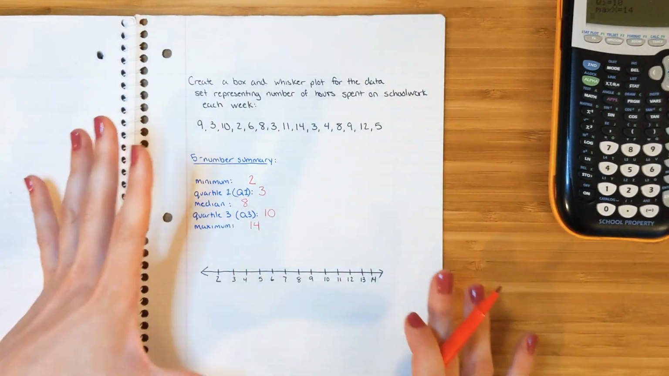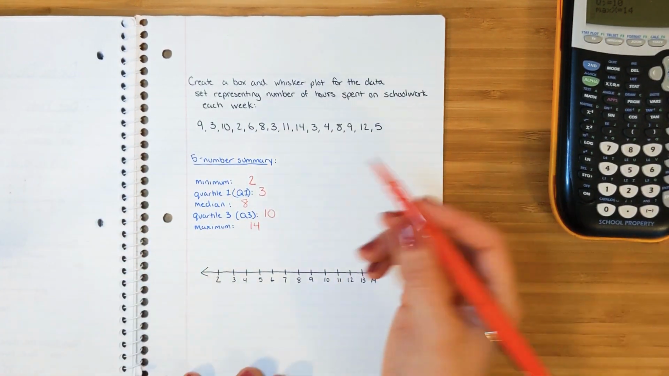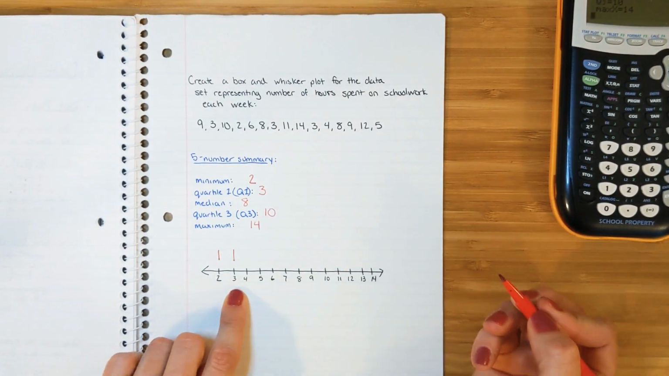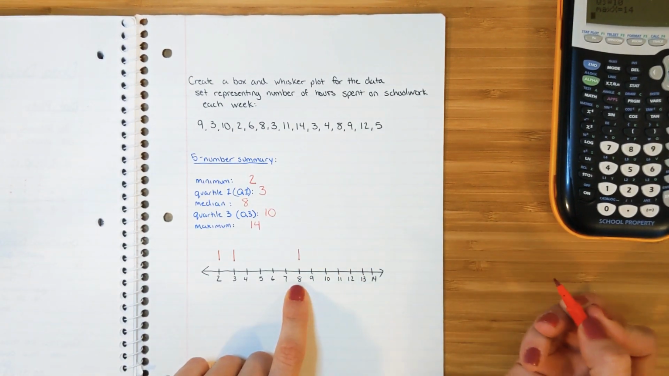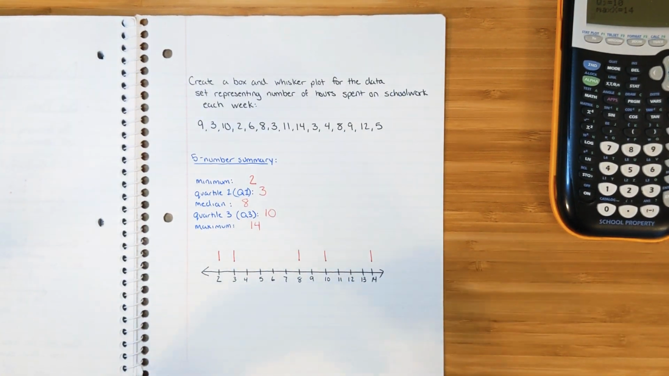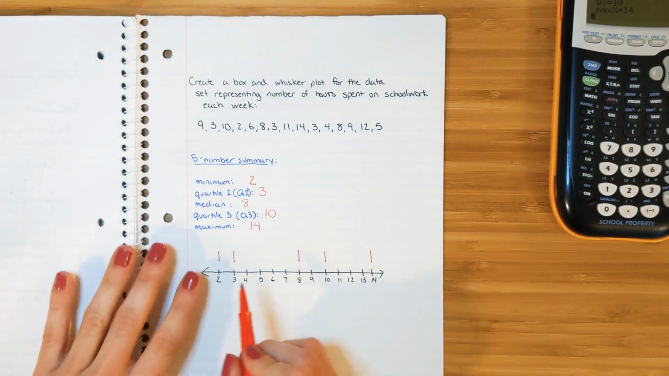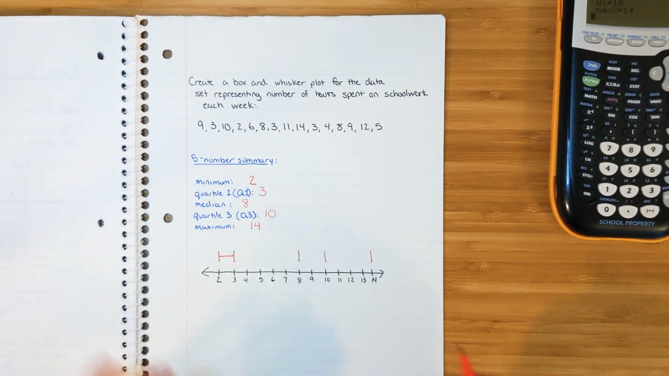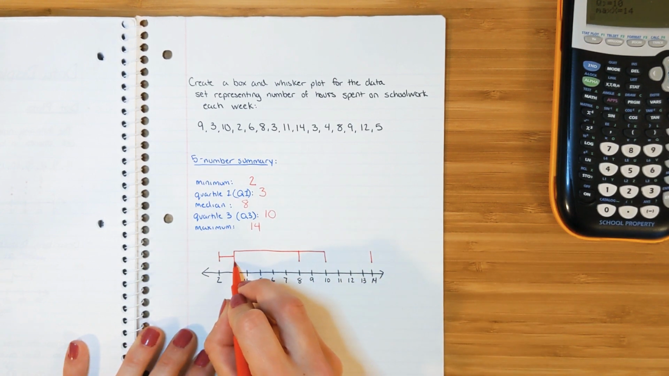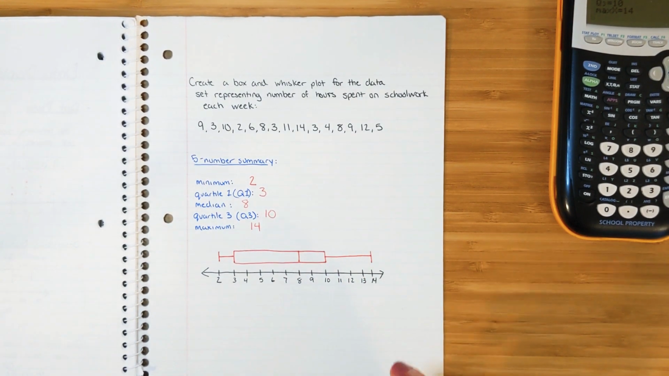All right, but now I'm going to take my 5-number summary and I'm going to transfer it onto my number line as 5 vertical lines. So my first one is 2. Okay, my first quartile is at 3. My median is at 8. My quartile 3 is at 10, and my maximum is at 14. So instead of doing the dots like a dot plot, we're going to actually use vertical lines with our 5-number summary. Okay, now the whisker always goes from your first line to your second. The box always goes around the 3rd to the 4th line. And then your second whisker goes from the 4th line to the 5th.